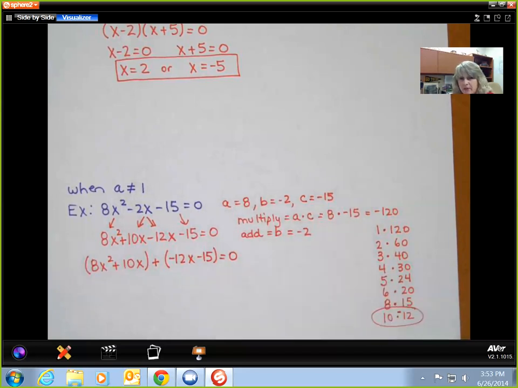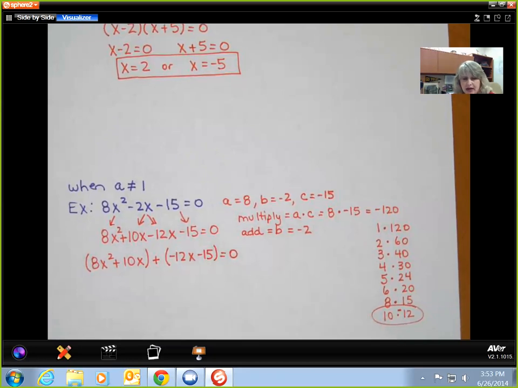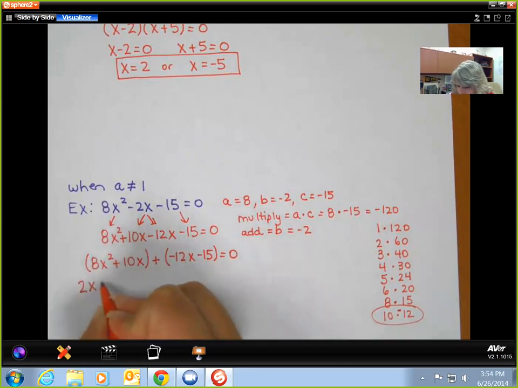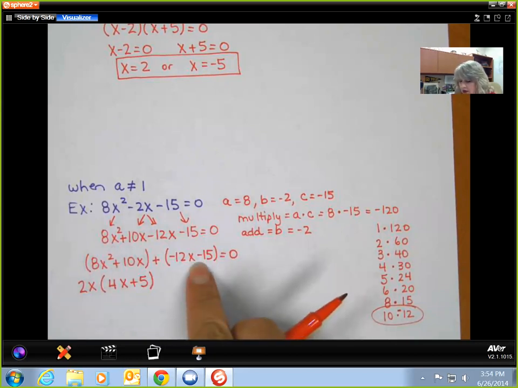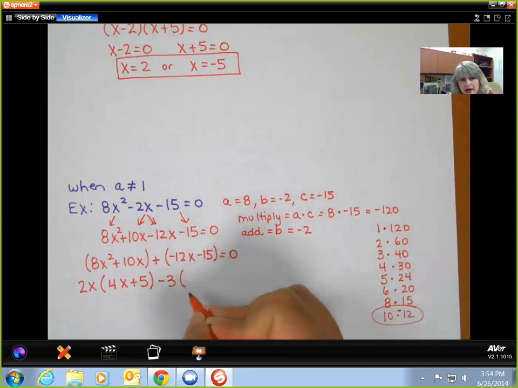Again, this is called factoring by grouping when you have four terms. Look at the first set. What evenly divides into 8x squared and 10x? What can we factor out? What's the largest amount? Well, we could take out a 2 and an x. So if you factor out 2x, or divide both those terms by 2x, we're left with 4x plus 5. If we look at the next set, what's the largest amount we could take out of a negative 12x and a negative 15? Looks like negative 3. If you factor out a negative 3, that's going to leave 4x plus 5.